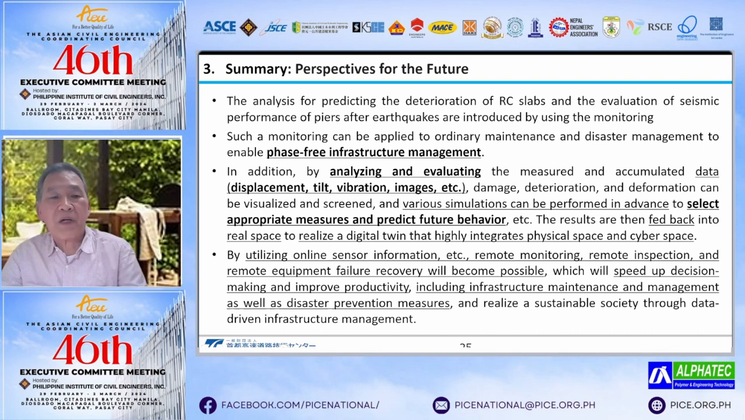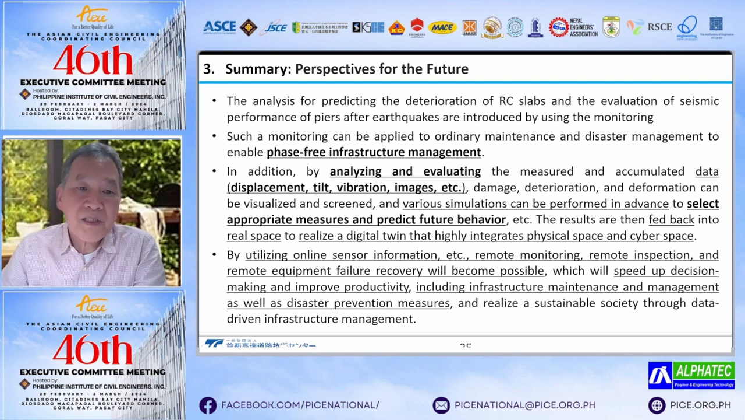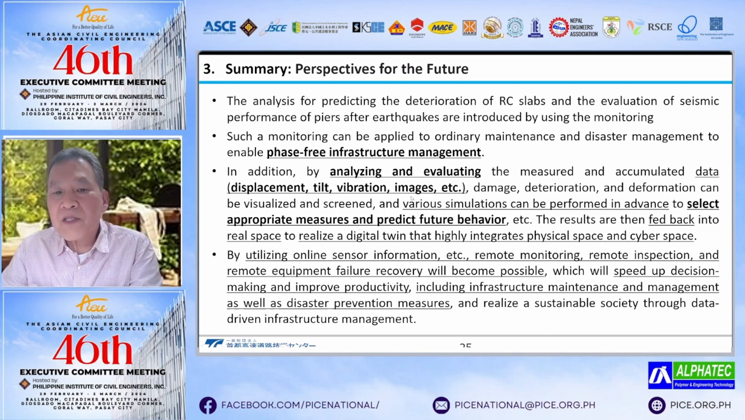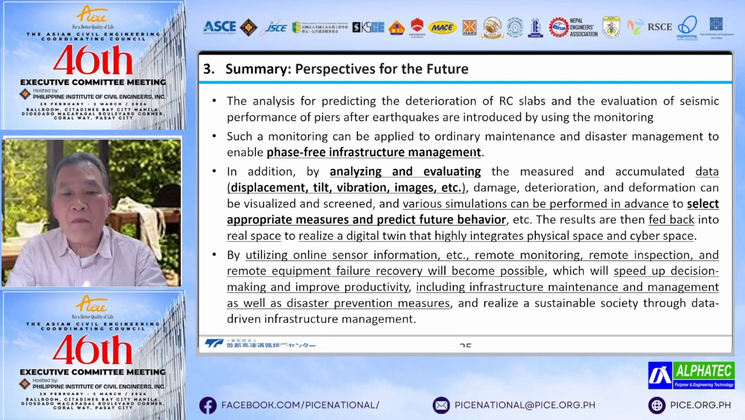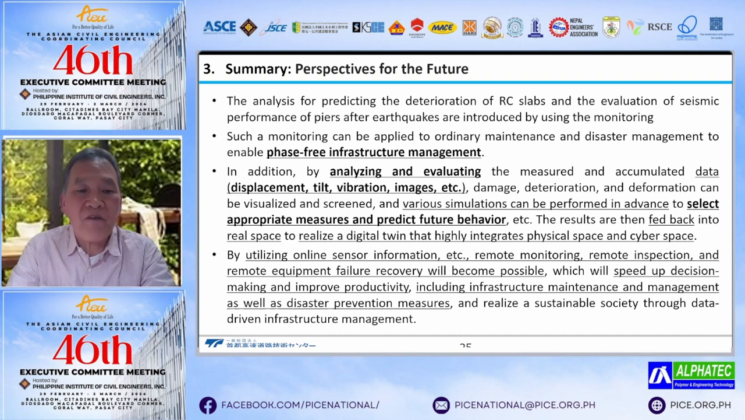Now I'd like to summarize my presentation. For the future, the analysis for predicting the deterioration of reinforced concrete slabs, and evaluation of seismic performance of piers after an earthquake, can be done by using monitoring. Such monitoring can be applied to ordinary, normal-time maintenance and also to disaster management, which enables phase-free infrastructure management. That means normal time and emergency time will be handled in a phase-free manner.